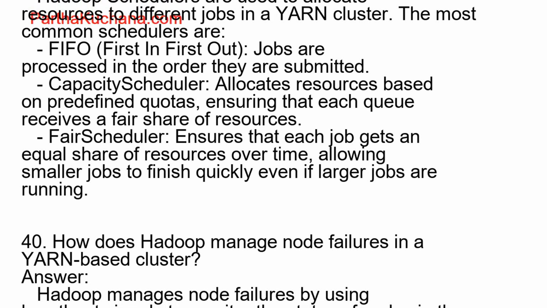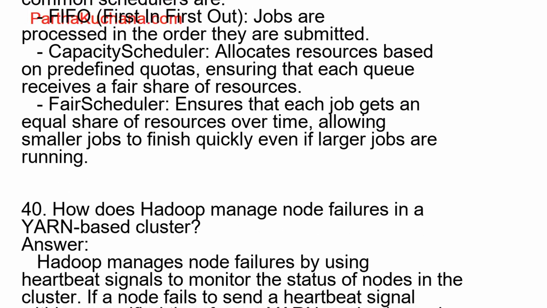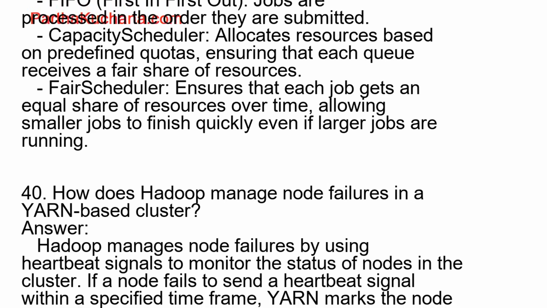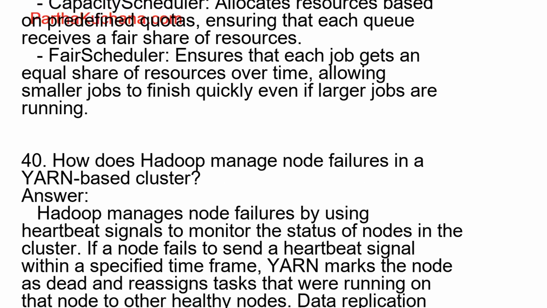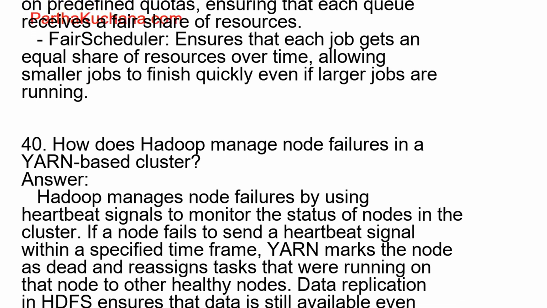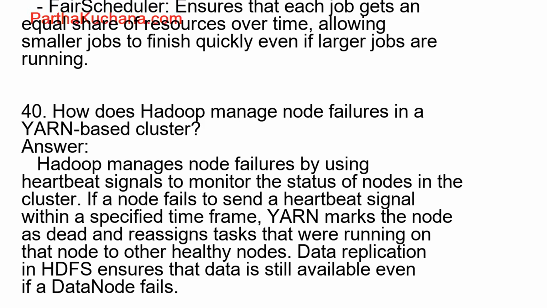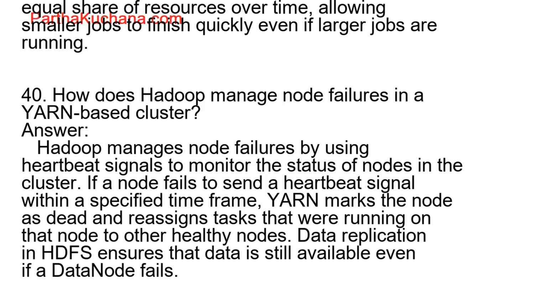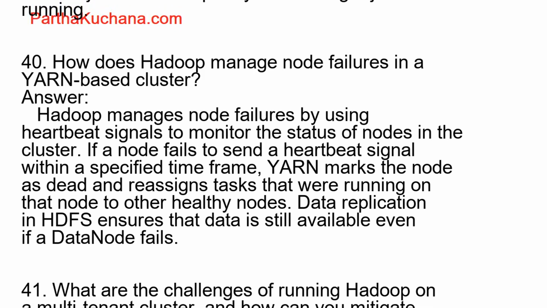42. What is Apache Flume, and how does it complement Hadoop? Answer. Apache Flume is a distributed service for efficiently collecting, aggregating, and moving large amounts of log data to Hadoop. It complements Hadoop by providing a reliable mechanism for ingesting data from multiple sources, like log files and network streams, into HDFS for processing and analysis.